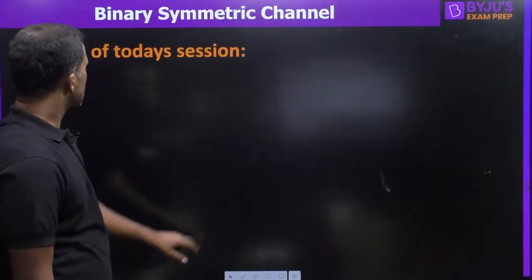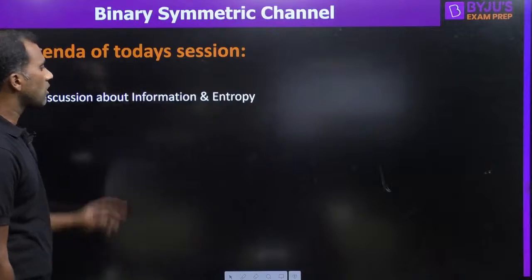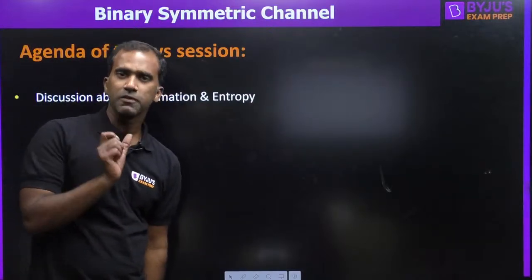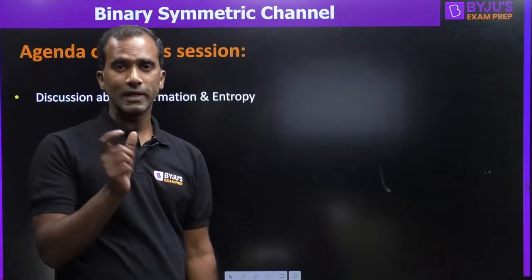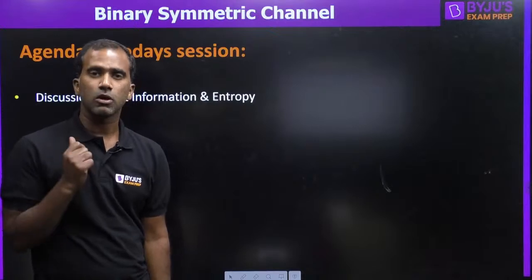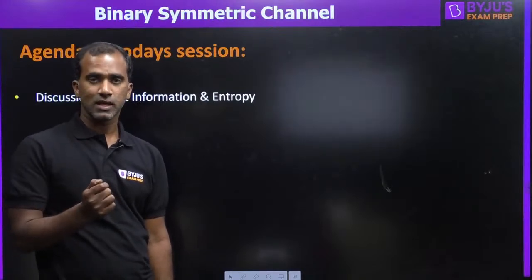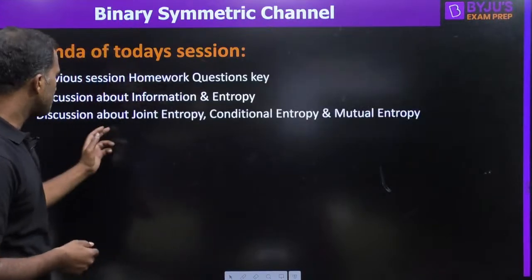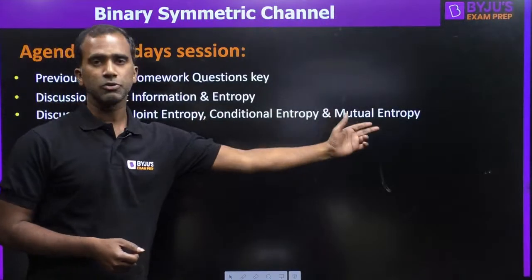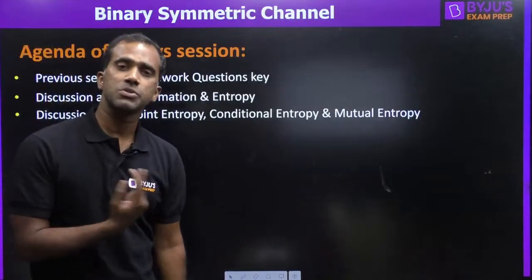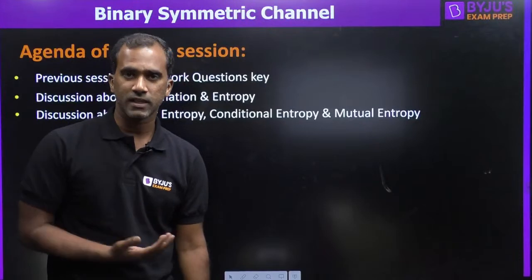Right. So what is the agenda of today's session? We'll talk about information theory and entropy. We'll talk briefly about information theory, because entropy is based on finding information from a source. So we'll talk about how to find information from a source, and then we'll talk about entropy. And once we talk about entropy, we'll talk about joint entropy, conditional entropy and mutual entropy for a binary symmetric channel.